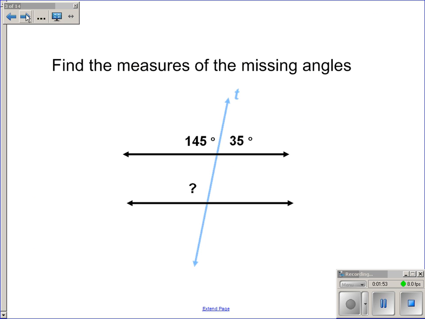Okay, let's use the corresponding angles postulate to find a missing angle. We're going to find this angle. So the angle that corresponds with that one in the upper left-hand part is this angle. So by the corresponding angles postulate, they're congruent, and this would also be 145.